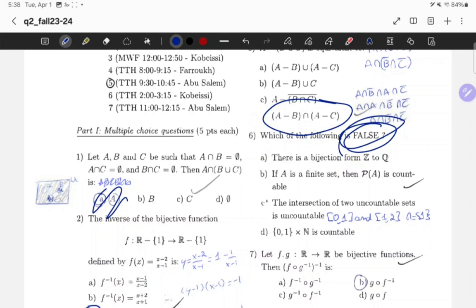But it would also be limited, right? Because it's limited by the number of things that were already in A. If A is finite, then this would also be finite.